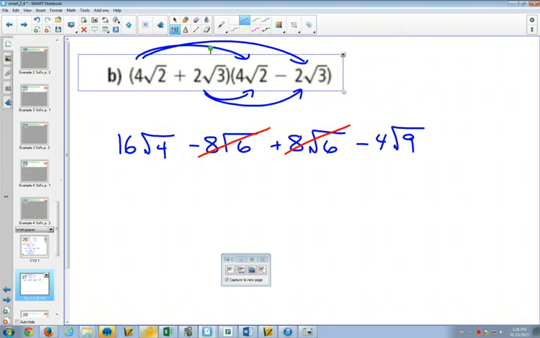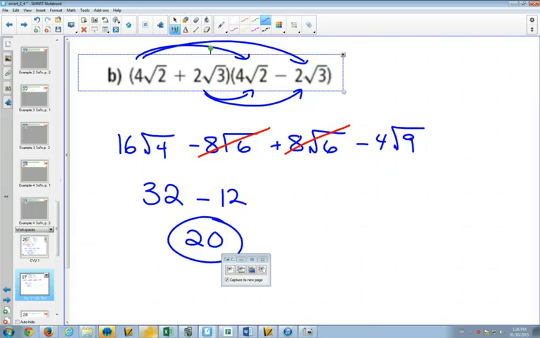And 16 times root 4 is just going to be 16 times 2, which is 32. And 4 root 9 is the same as 4 times 3, which is 12. And the answer is just 20. That's why it's such a nice one.